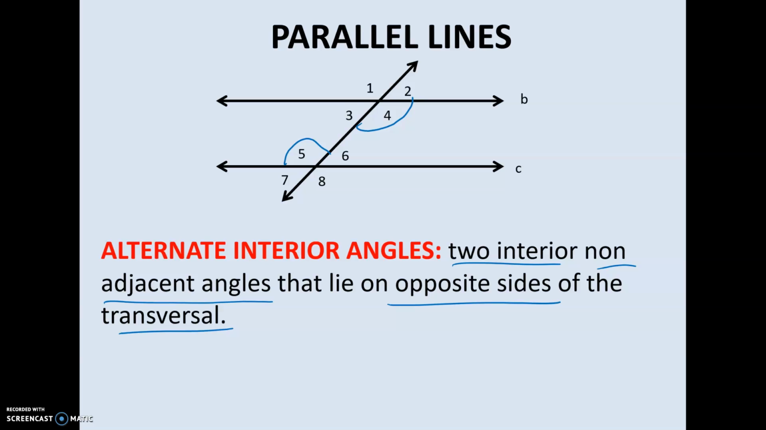What would be another set of alternate interior angles? Yes. Angle 3 and angle 6 would be alternate interior angles. Okay. Excellent.